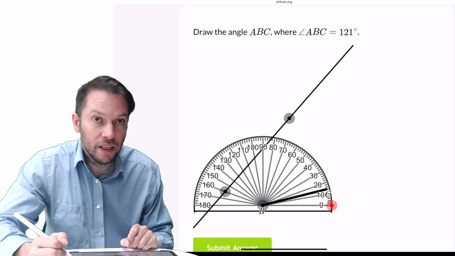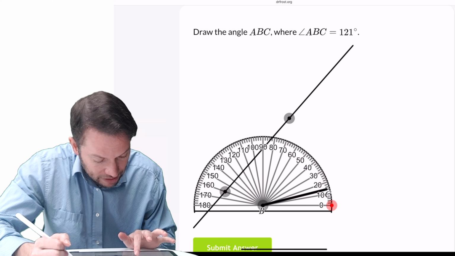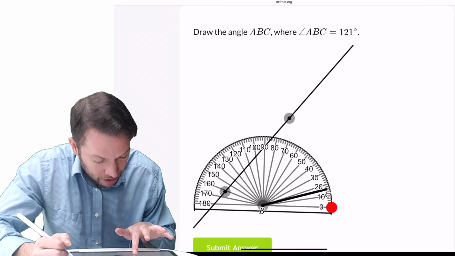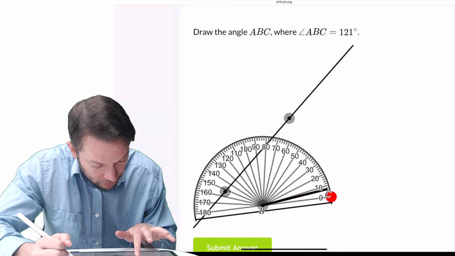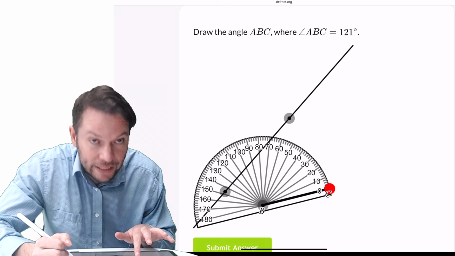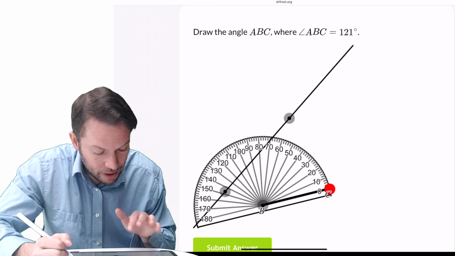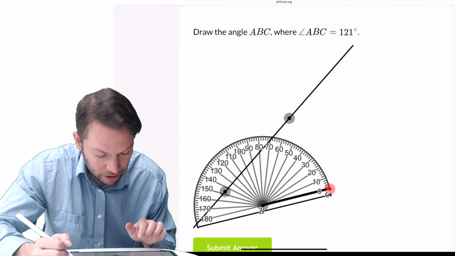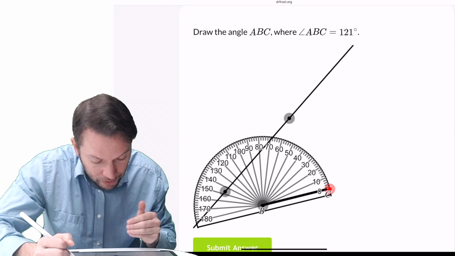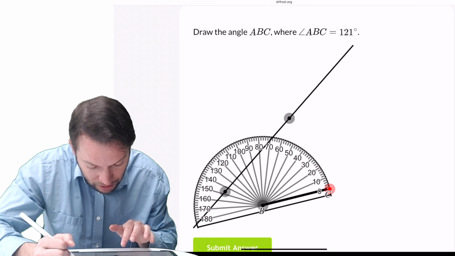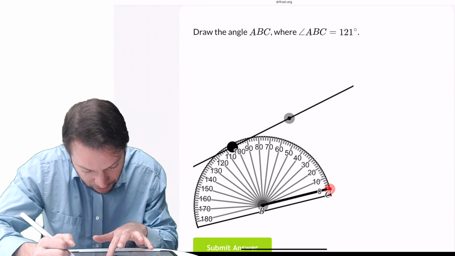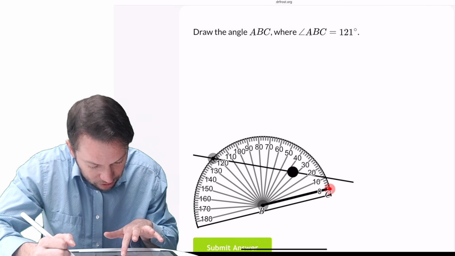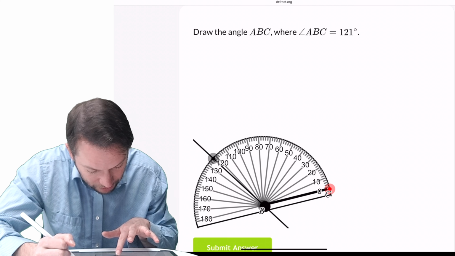And then what we do is we drag this red dot to rotate the protractor. So we're rotating it around that point B, and we want the 0 degrees on the protractor to line up with that black line there. Because now that allows me to read off 121. So if you read off the protractor and look for 121, I can see that it's about over here, isn't it? 121 is about there. And you put the other black dot so that it's going through here.